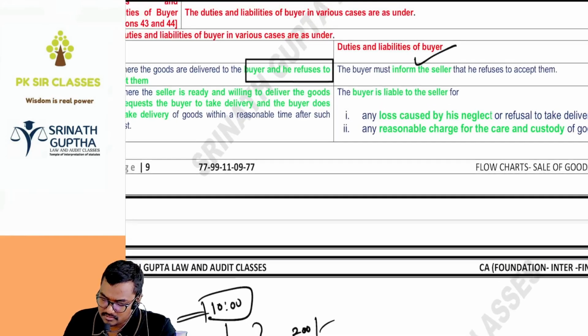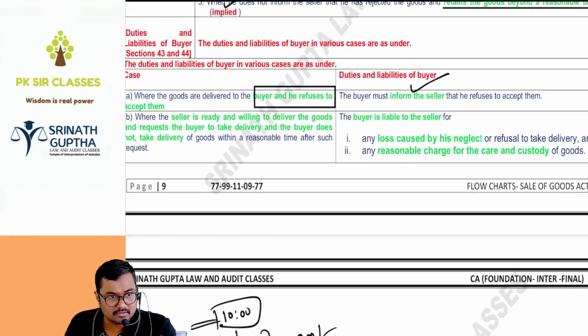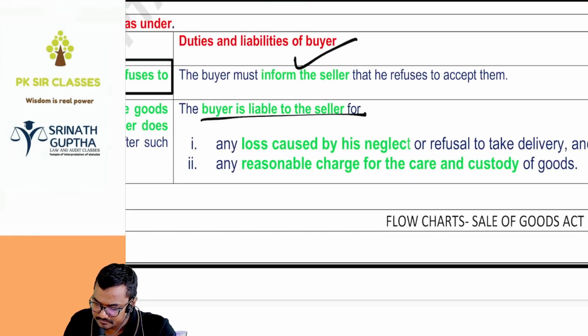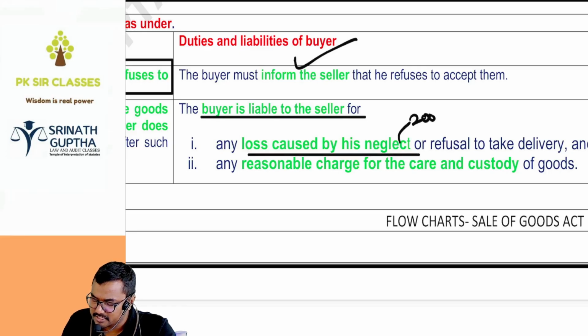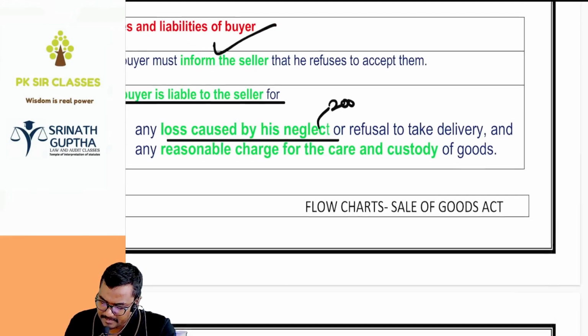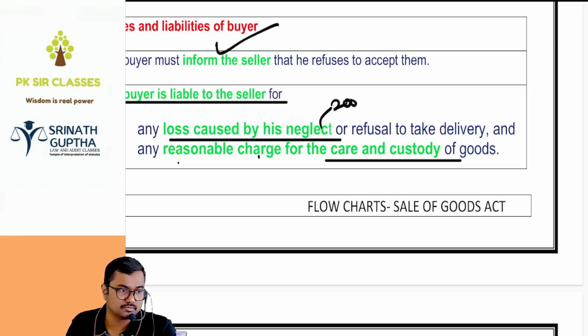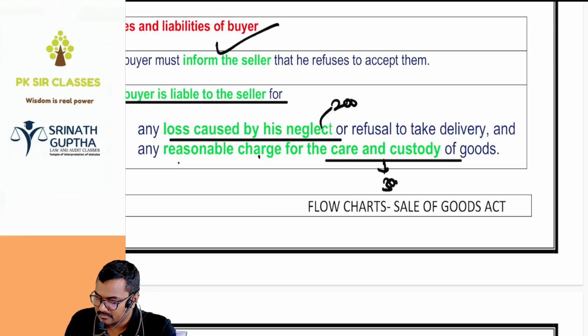Buyer. So the seller is ready to deliver the goods, but the buyer is not accepting. The buyer is liable to pay the seller for two things. A, loss caused due to negligence, that is the 200 rupees auto waiting charges. B, reasonable charge of the care and custody, that is, we purchased a cover to secure the goods, that is 300. 500 should be paid by the buyer to the seller.